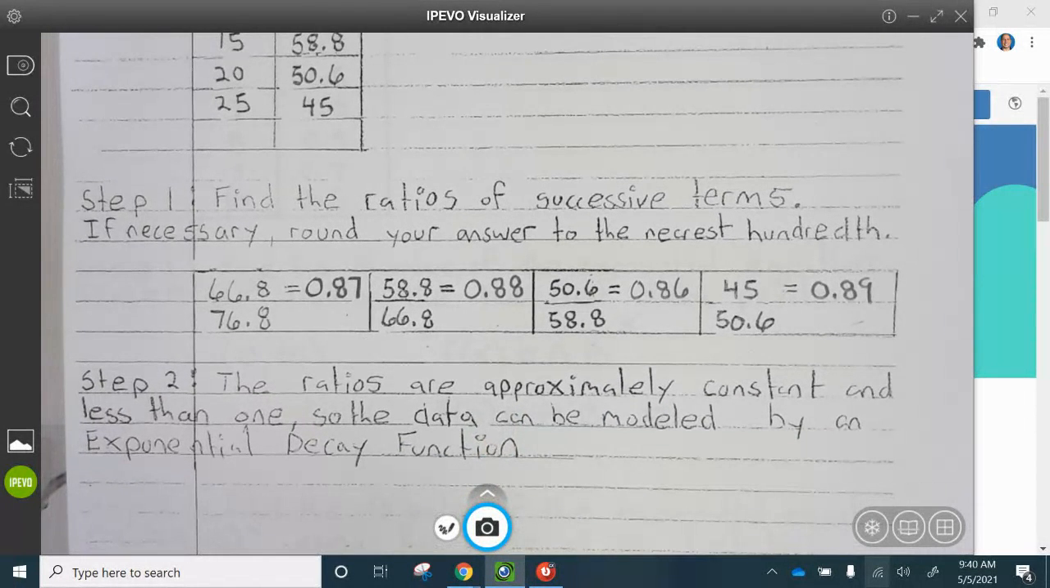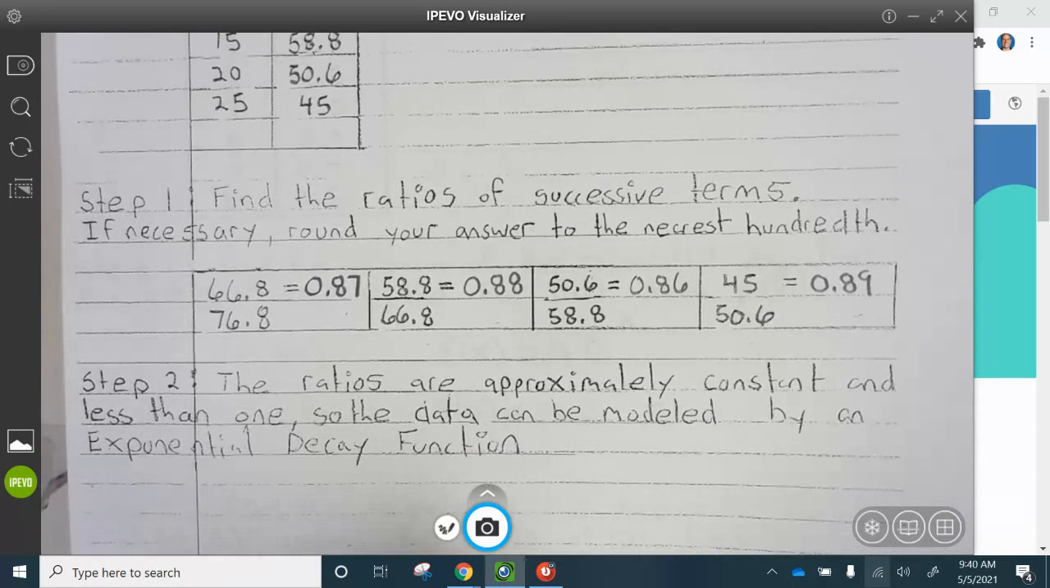The ratios are approximately constant and less than 1, so the data can be modeled by an exponential decay function. All right, go ahead and finish up question 4.